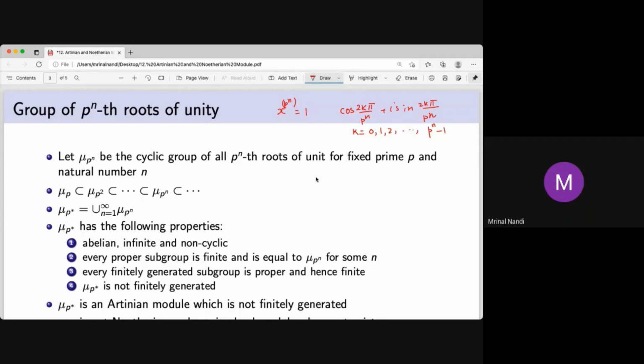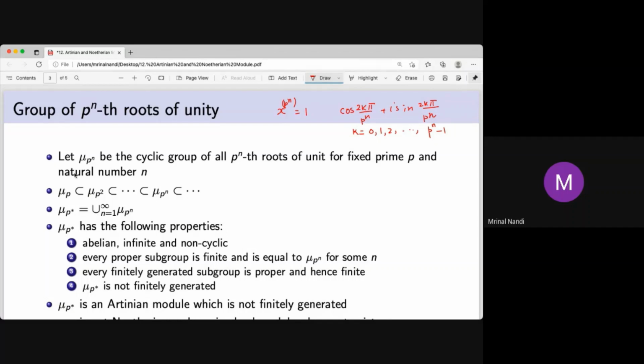If you take p equal to 3 and n equal to 1, the roots of x cube equal to 1 are 1, omega and omega square. These are the 3 roots. If you take p equal to 3 and n equal to 2, then it is x to the power 9 equal to 1. What are the roots? That means cos 40 degrees plus i sin 40 degrees, cos 80 degrees plus i sin 80 degrees, and so on and so forth. So it's 360 by 9.